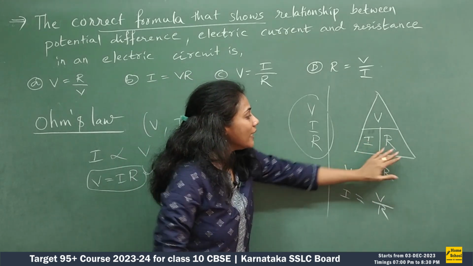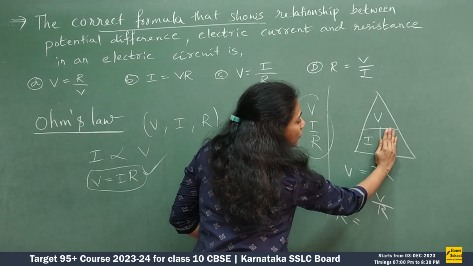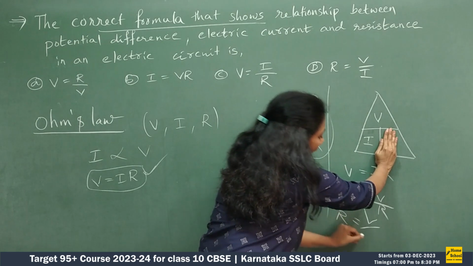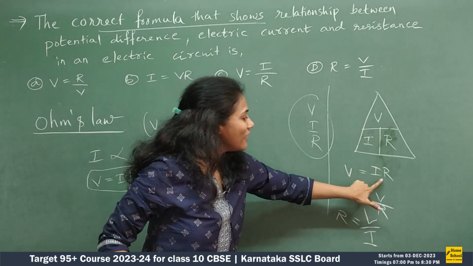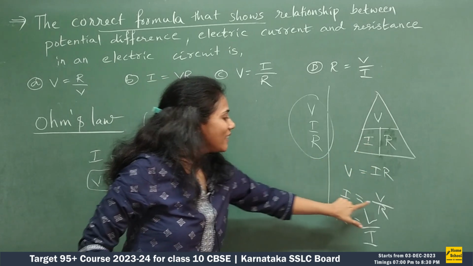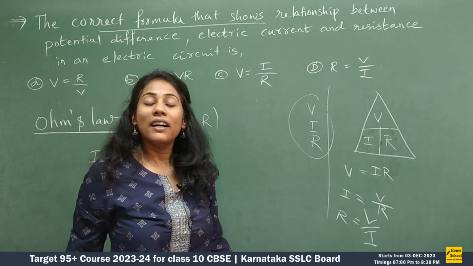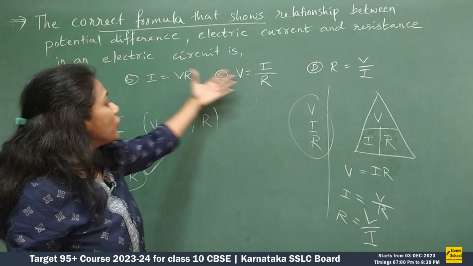And now the third form I will write. R is equal to, I'll close this R, what you have is V divided by I, right? See, we wrote V is equal to, we wrote I is equal to, we wrote R is equal to. These are the three forms of Ohm's law. So now you select any one form and check whether it matches with the options or not.